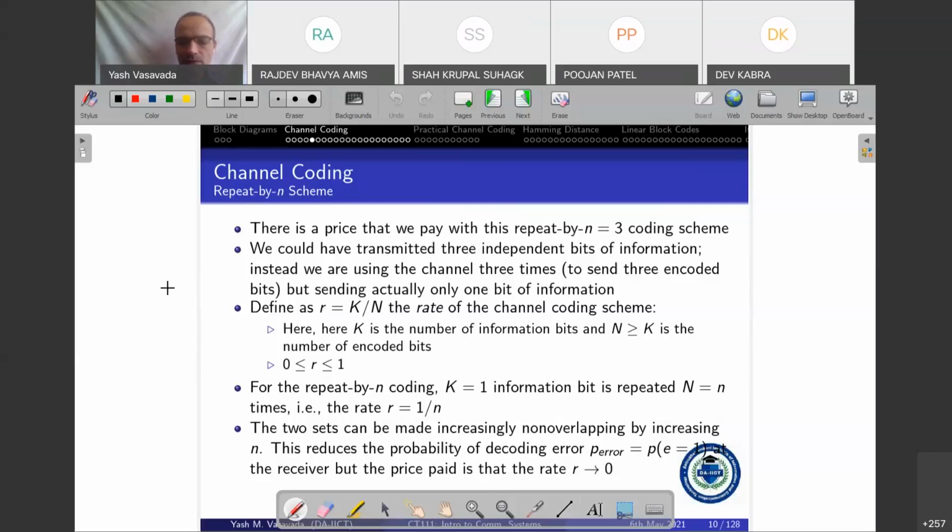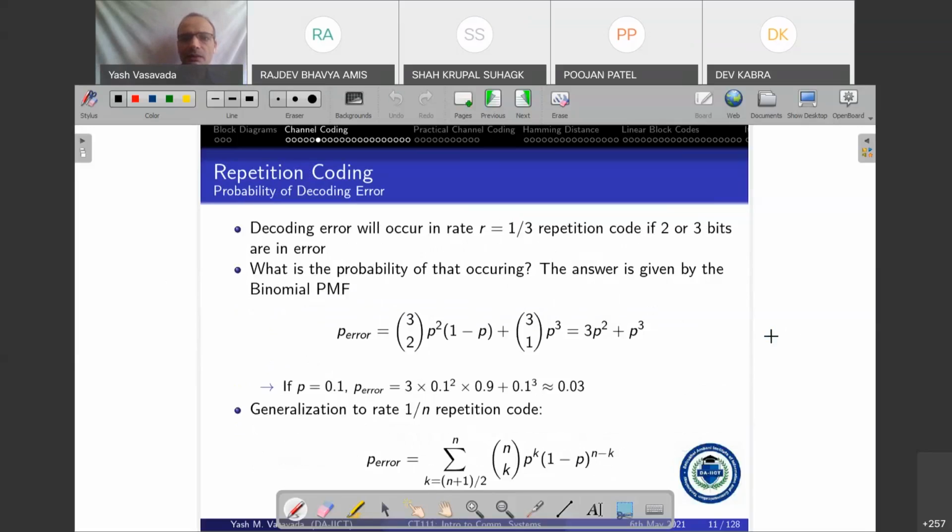Okay, so let us look at the error probability of repeat by n coding, and we'll start with repeat by 3 coding, for a particular value of the binary symmetric channel error probability, small p. This is a problem that I think you have solved in your lab, but let us go over it one more time. For repeat by 3 coding, the receiver uses majority voting.